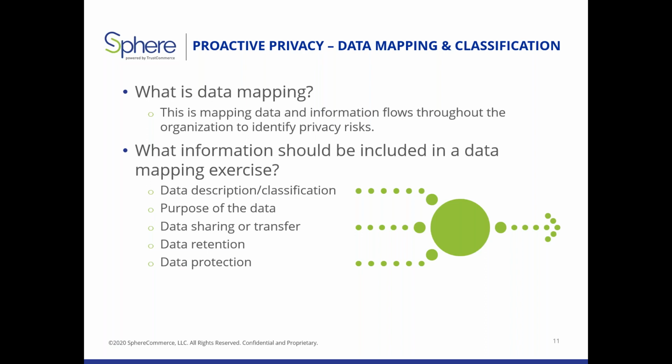Data protection is probably one of the most obvious things when we're looking at data mapping and data flows. How are we protecting the data? Are we encrypting it? Are we hashing it? Have we got it in a data center with the appropriate physical protections? Do we have it in a database that has the appropriate logical protections? Are we making sure that only people that need access to it have the access to it?